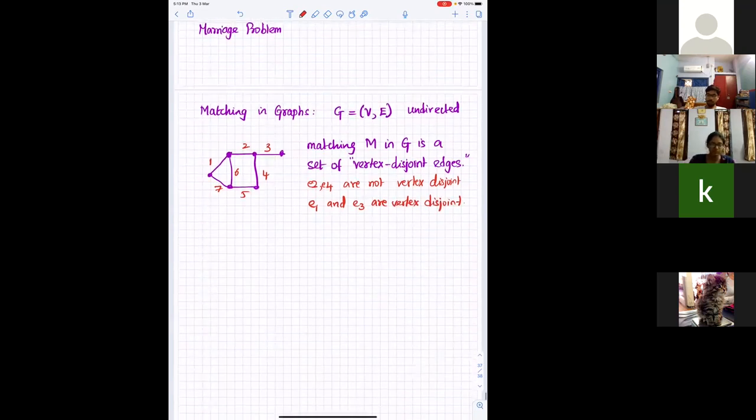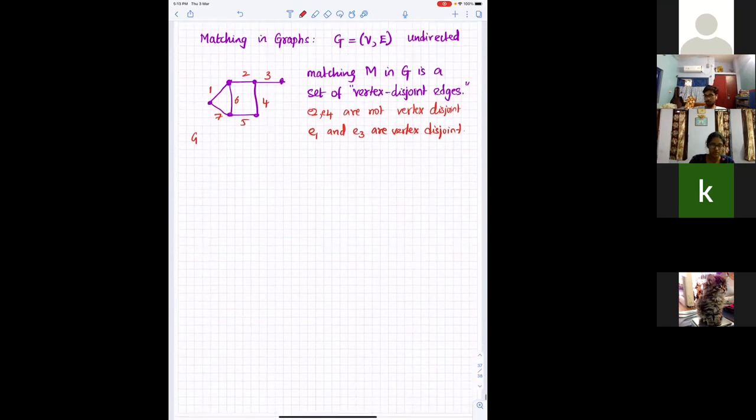So now let's take this to be the graph G. Can someone construct a matching in G? Can you give me a set of edges that are vertex disjoint? A matching M in G. That's the question.